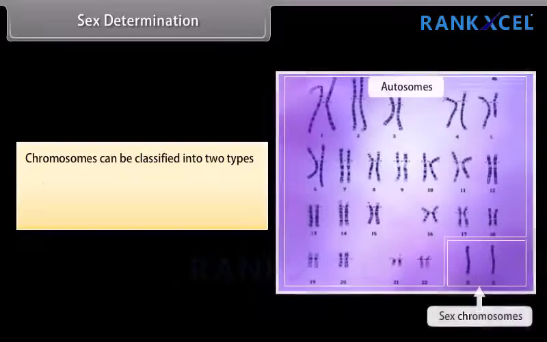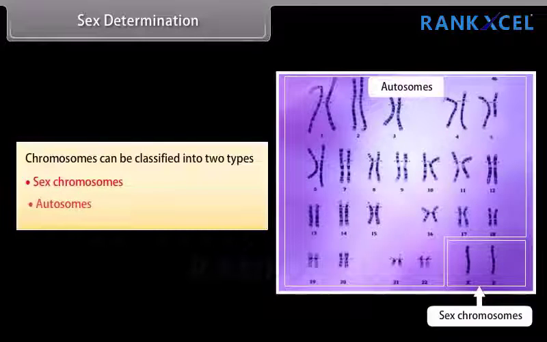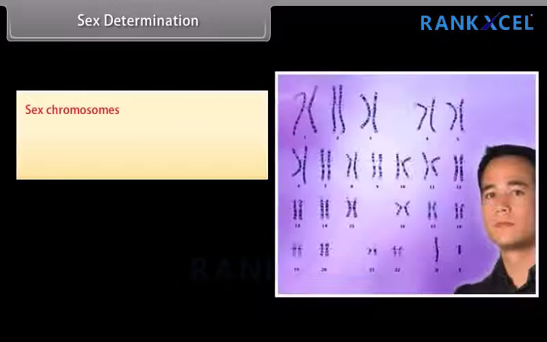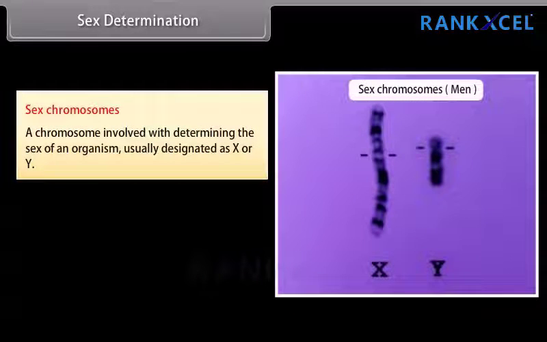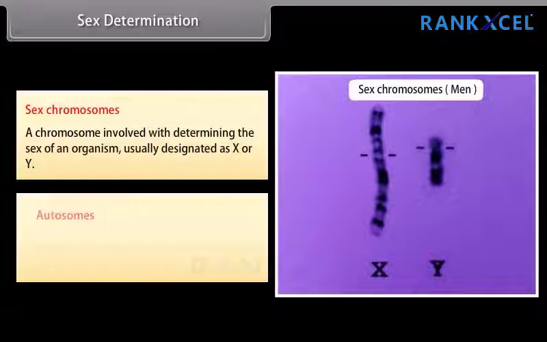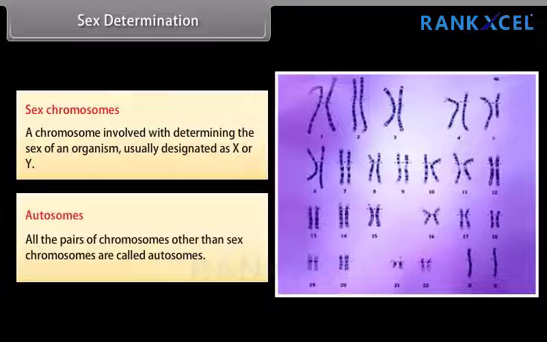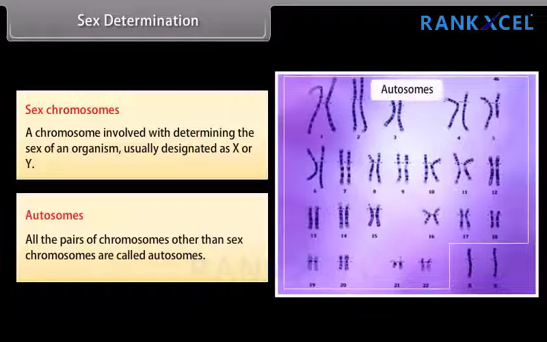Identify various types of genetic disorders. Sex determination. Chromosomes can be classified into two types. They are sex chromosomes and autosomes. Sex chromosomes: a chromosome involved in determining the sex of an organism, usually designated as X or Y. Autosomes: all the pairs of chromosomes other than the sex chromosomes are called autosomes.